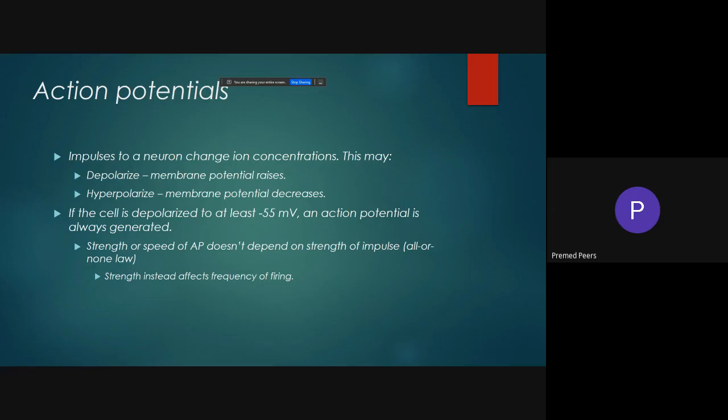Action potentials are information moving down the cell, an electrical signal. How strong that is and how fast it is is set by the cell itself. It's set by the myelination and thickness of the neuron. It has nothing to do with how strong the impulse is. So for a cell where the threshold, which is what this is called, is negative 55, it doesn't matter if we go way above this, it doesn't change anything. We generate the same action potential as if we had brought it to exactly this.